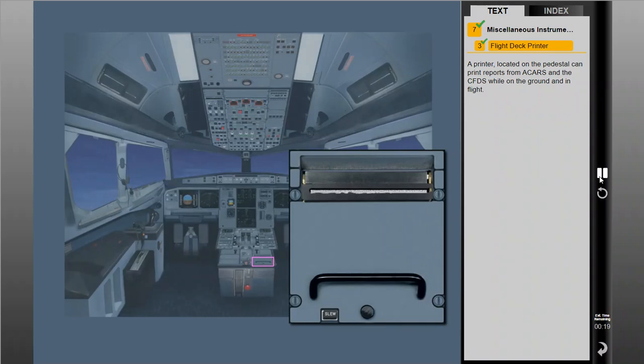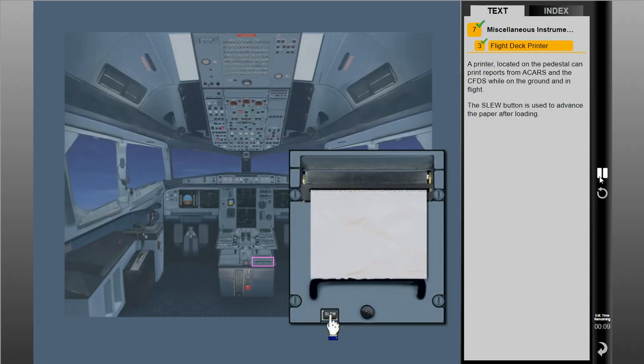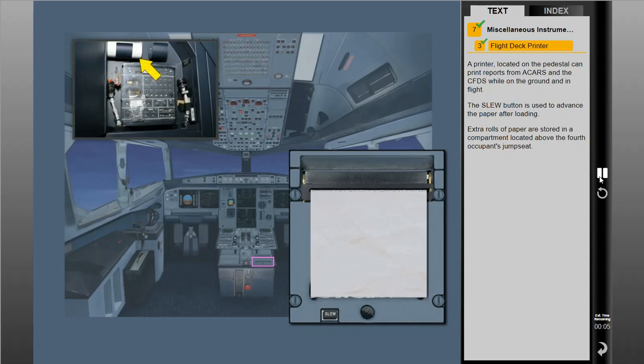A printer located on the pedestal can print reports from ADIRS and the CFDS while on the ground and in flight. The slew button is used to advance the paper after loading. Extra rolls of paper are stored in a compartment located above the fourth occupant's jump seat.